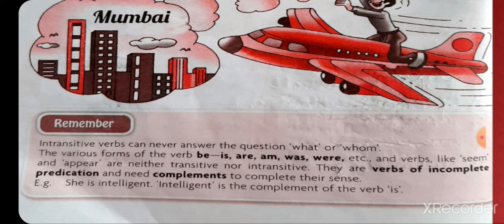The various forms of the verb be, is, are, am, was, were, etc., and the verbs like seem and appear are neither transitive nor intransitive. They are verbs of incomplete predication and need complements to complete their sense. For example, students, she is intelligent. Now here, students, intelligent is the complement of the verb is. Okay, I hope, students, it's clear to you now.